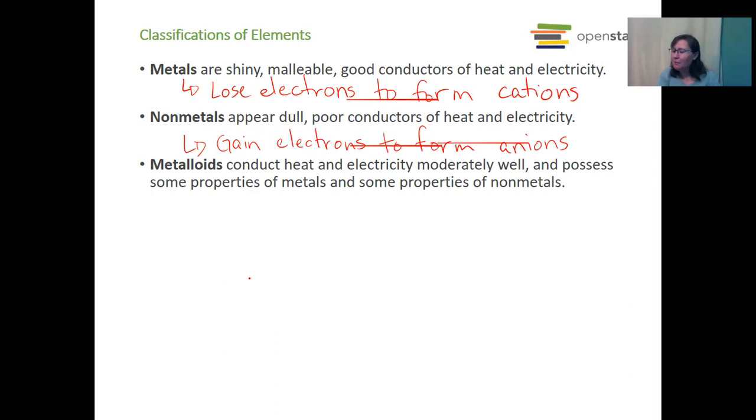And then metalloids are interesting, but metalloids will go either way. So it can be kind of tricky. They conduct heat and electricity moderately well. They possess some properties of metals. So you kind of have to look at them and say, okay, well, which way are they going? Are they going in the direction of the nonmetals, or are they going in the direction of the metals when it comes to forming cations and anions?